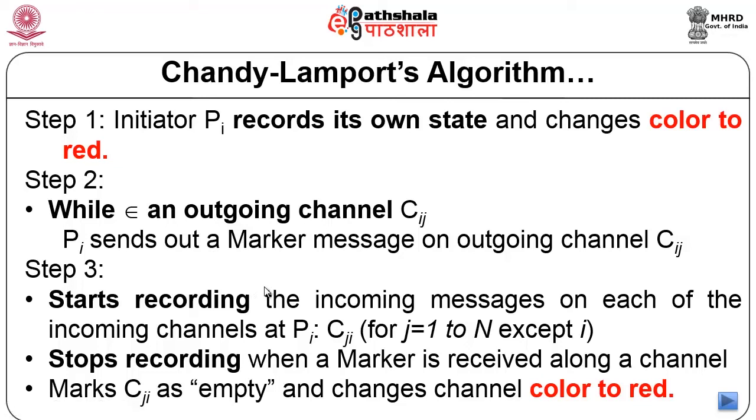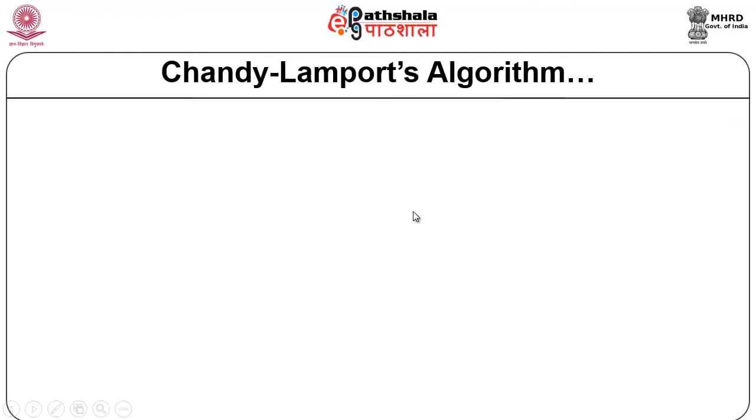Now, whatever more messages are coming through its incoming channels, it does not refuse, it continues adding these messages only until it receives a marker along this channel. That means the process on the other side must necessarily send a marker along this channel. Only when it receives a marker, it stops taking in any more messages in the current recording and declares that the channel is red, turns the channel to red.